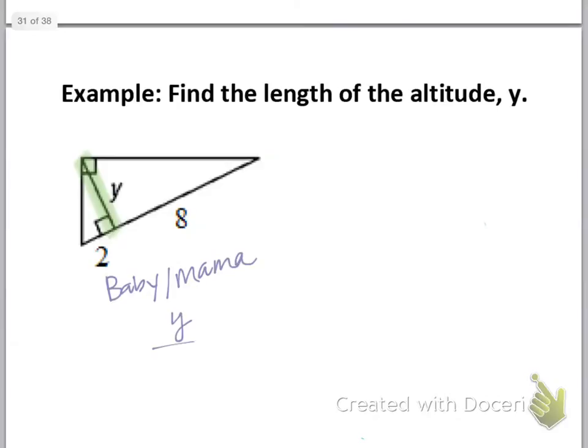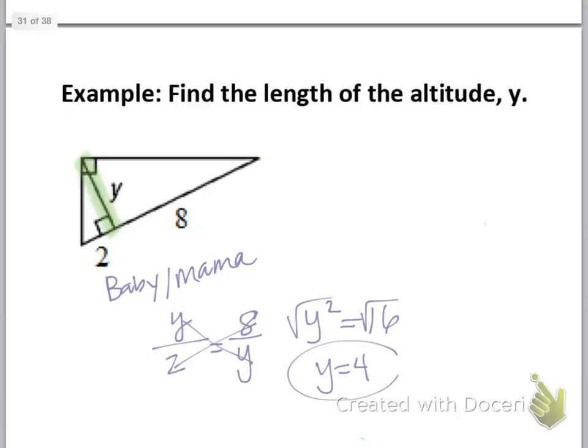So if I do y on top, it's touching baby, it's also touching mama, and my altitudes always have to be sitting across from each other. Whatever my altitudes are, whether it be a letter or a number, they always have to be sitting across from each other, and the two other legs will be sitting across from each other. Okay, so when I cross multiply, I get y squared equal to 8 times 2 is 16. We square root both sides to get 4.